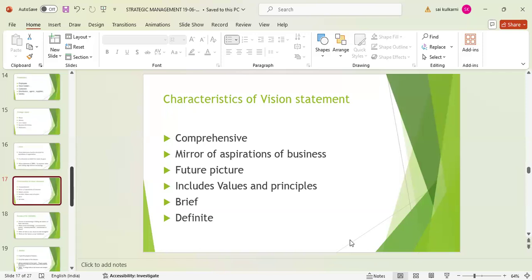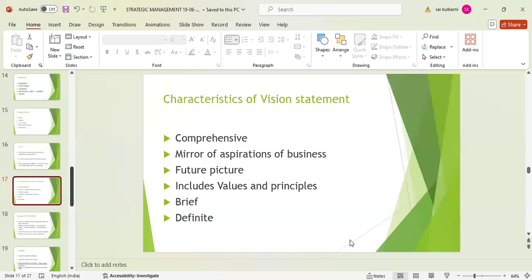Now, a vision statement also includes the values and principles of the business. What is that? Each and every business has its own values, principles, ethics, culture. So all these values and principles should be reflected in the vision statement.